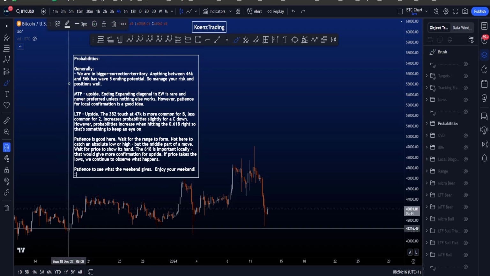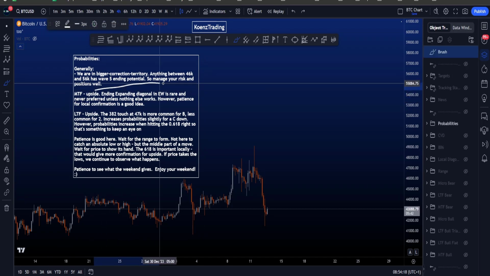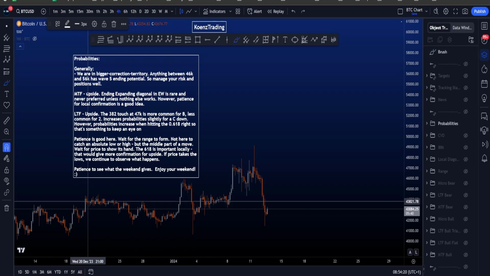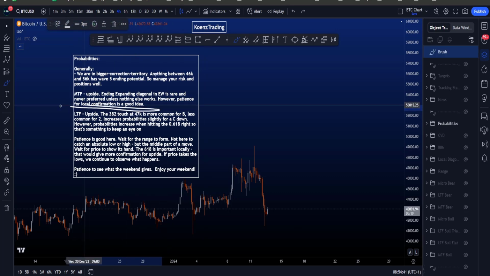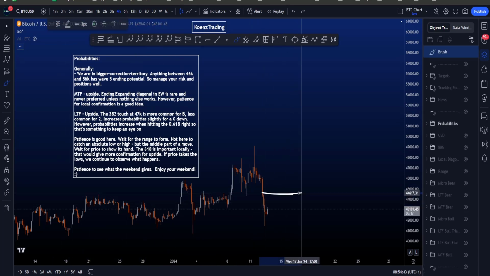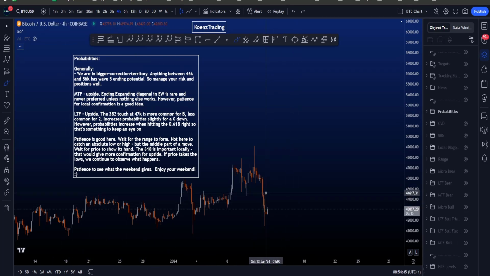On the medium time frame, however, an ending expanding diagonal in Elliott waves is simply rare. I can't make it better or worse than it is. It's just Elliott wave probabilities. It's not what I prefer or not prefer. It's just Elliott waves, right? It's never preferred, it's always rare, and therefore it only becomes the highest probability scenario unless all of the other stuff fails. However, patience for the local confirmation, right, hitting that 618 for example, is a good idea.